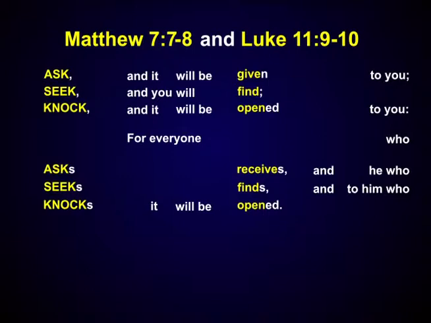Ask, and it will be given to you. Seek, and you will find. Knock, and it will be opened to you. For everyone who asks, receives. And he who seeks, finds. And to him who knocks, it will be opened. Once you've identified the logical results of the keywords, you can easily derive the remainder of the passage by spinning off of the primary keywords and thinking of their logical results, which are the secondary keywords.